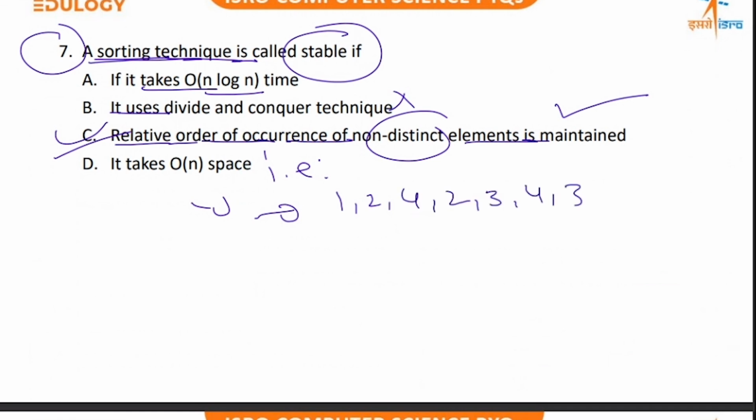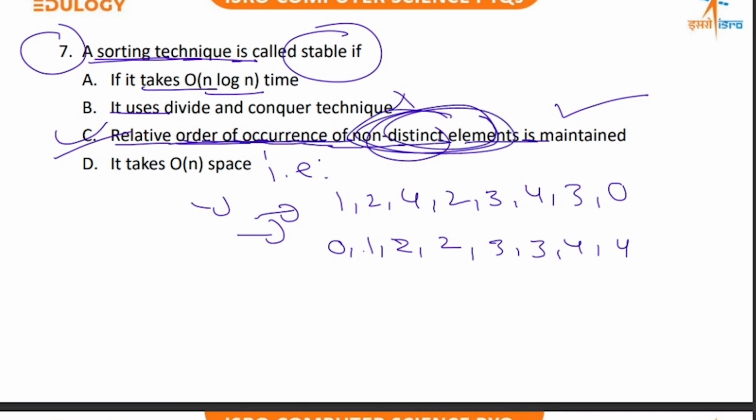Okay, this is the array given to you, and after the sorting, what will be your array? It will be like 0, 1, 2, again 2, 3, again 3, 4, again 4. So what I am saying here is that the relative order of occurrence of non-distinct elements is maintained.